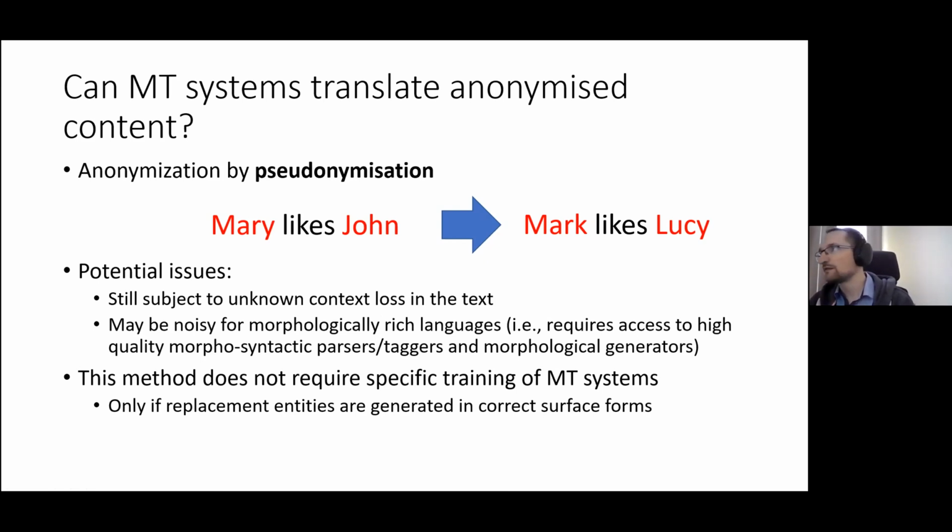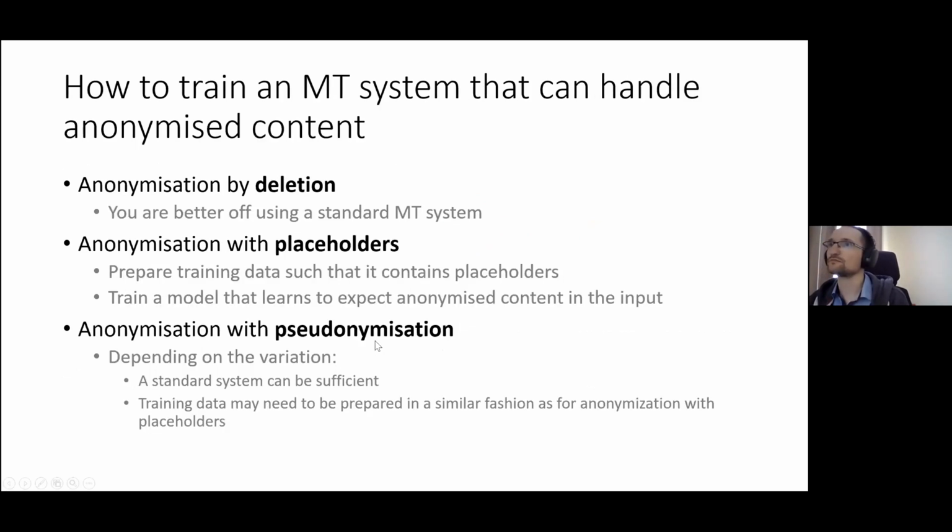So, and if the pseudonymization does not support inflections in the targets, in the anonymized content, then we have to make sure that we train an MT system that is able to understand the anonymized content that does not support inflections in the replacement entities. So how do we train MT systems that can handle anonymized content? Regarding the first method, we're better off using a standard MT system, because deletion just corrupts data. It doesn't make sense addressing this type of anonymization method.